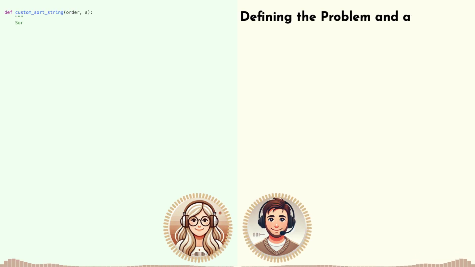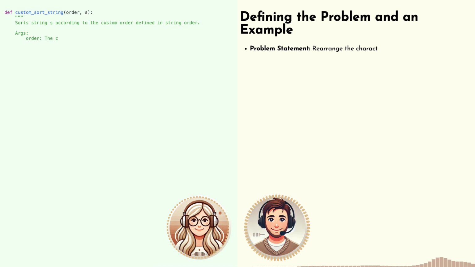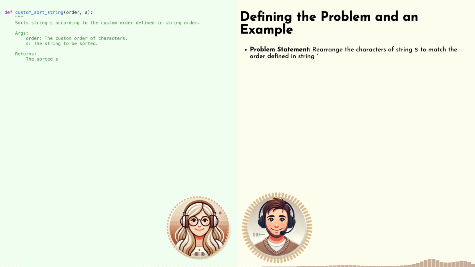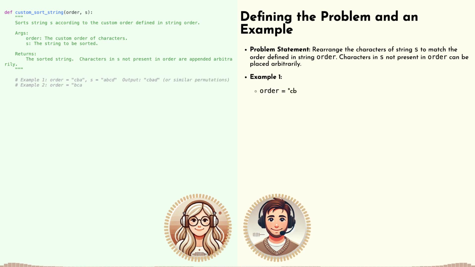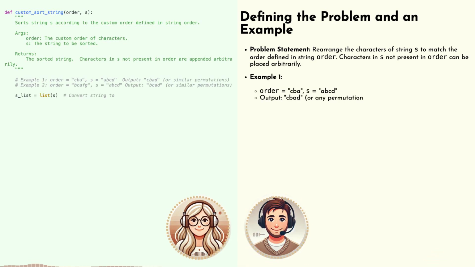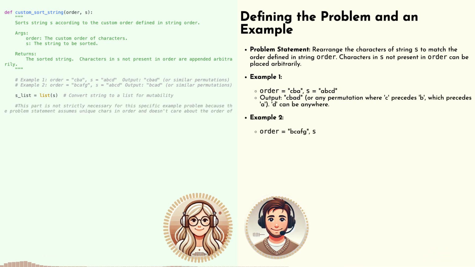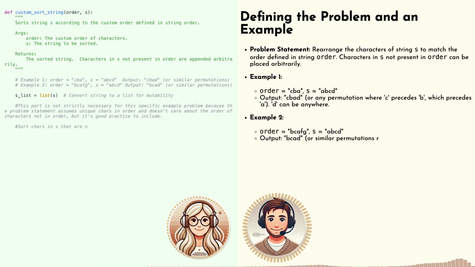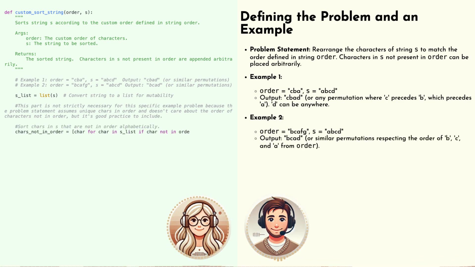So imagine you have two strings, order and S. Order is like our rule book. It defines that custom sorting order. Makes sense. And S is the string that we're actually trying to sort according to order. So let's say order is CBA and S is ADCD. How would we rearrange S to match the custom order?